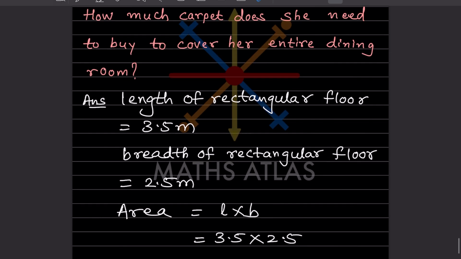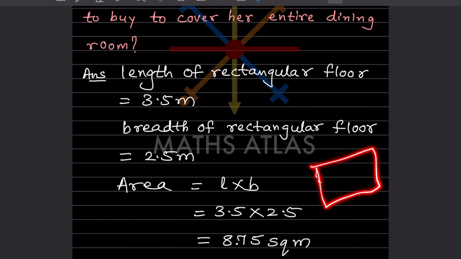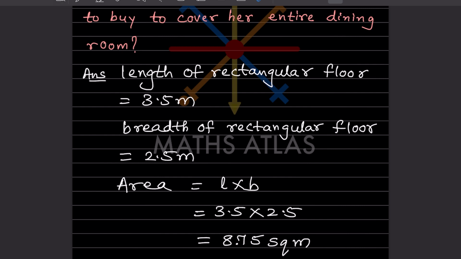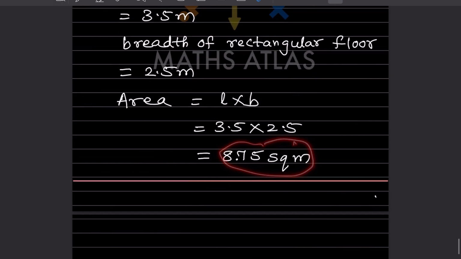Means the whole thing is to be covered. Entire thing is to be covered means, whatever we're going to do, we are going to take length and breadth and multiply. Hope you got this. The entire means you have to cover this entire part. So we have to write this one, 3.5 into 2.5, that is 8.75 square meter.